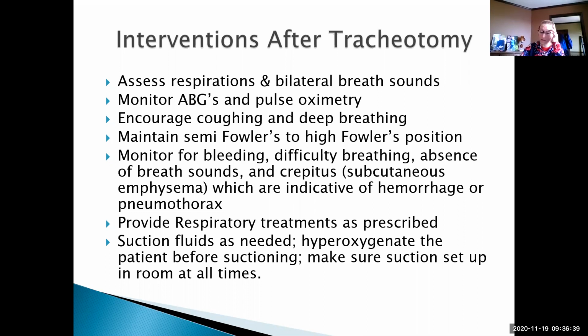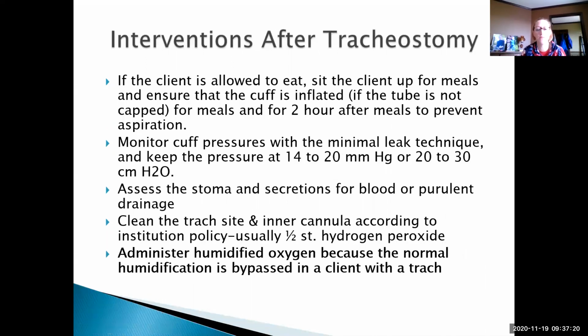I will say in practice, unless they are someone that is very sensitive to suctioning and desatting with suctioning, you rarely see patients get hyperoxygenated before suctioning. For the most part, it's only a few seconds. Most patients tolerate it pretty well without desatting. But in general, we should still know that that is a process that we should hyperoxygenate before suctioning. And you never suction going down. You always suction coming back out, and make sure it's set up at all times. Because if they do go into distress, you want to get them suctioned quickly if they have a lot of secretions.